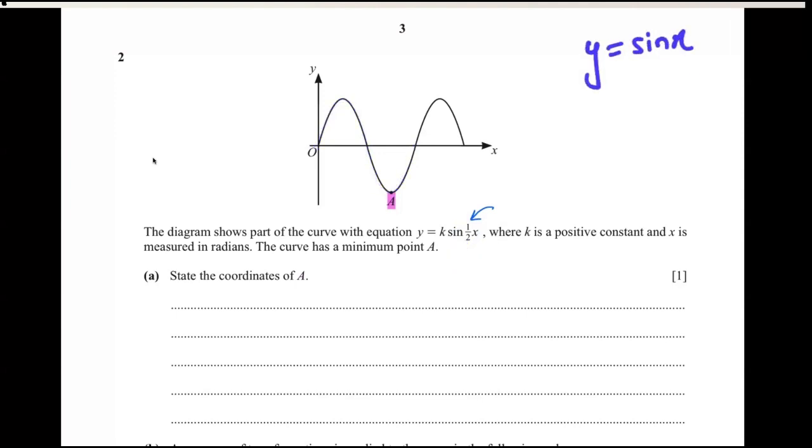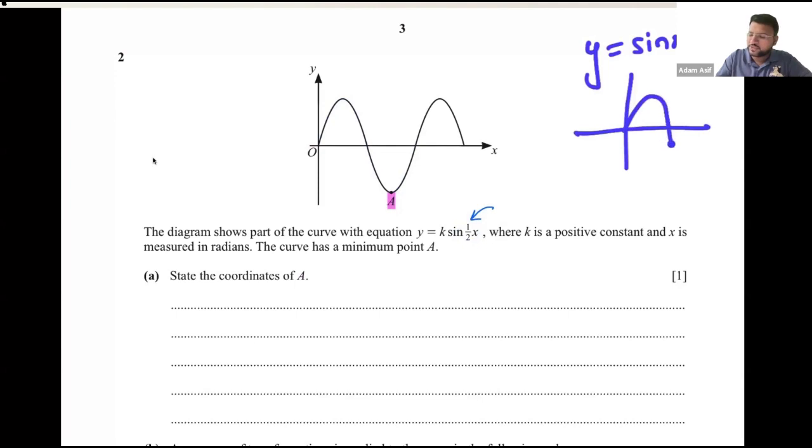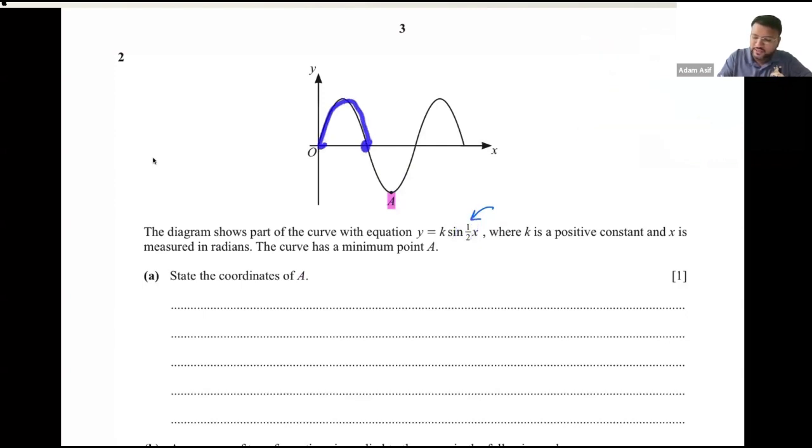If it is just y equals sine x, then one complete cycle is going to be completed in 2 pi. Half x means half a cycle is going to be completed in 2 pi. So if half a cycle is completed in 2 pi, then how much for the full cycle? 4 pi. So this is 4 pi, this is 2 pi, this is 0. So this value would be pi and this value would be 3 pi. So we have the x coordinate of A, that is 3 pi.